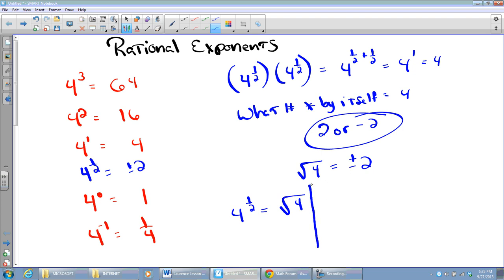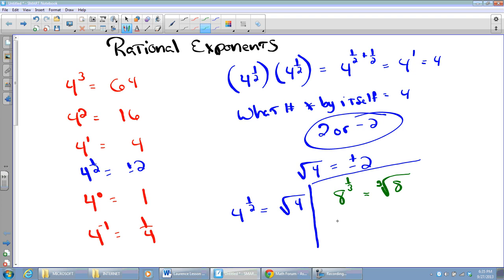Now, it's kind of cool. That also means that for the, oh, I don't want to use 4 there. Let me do 8 to the 1/3 power. That would be the same as taking the cubed root of 8. It means the same thing. It's another way to express it, okay?